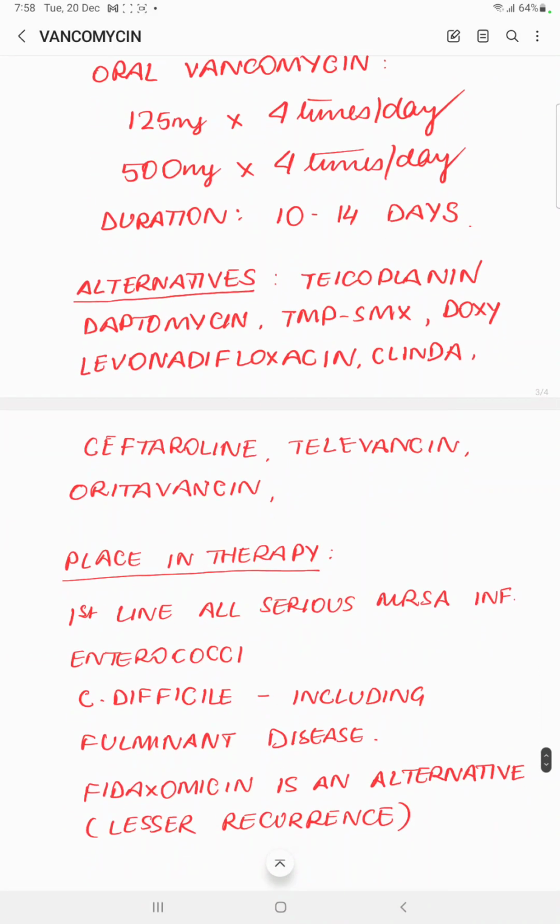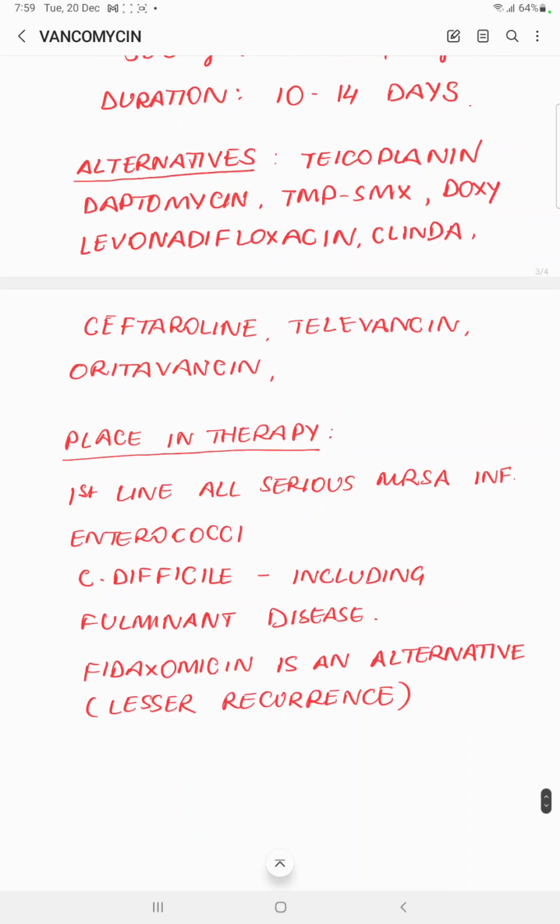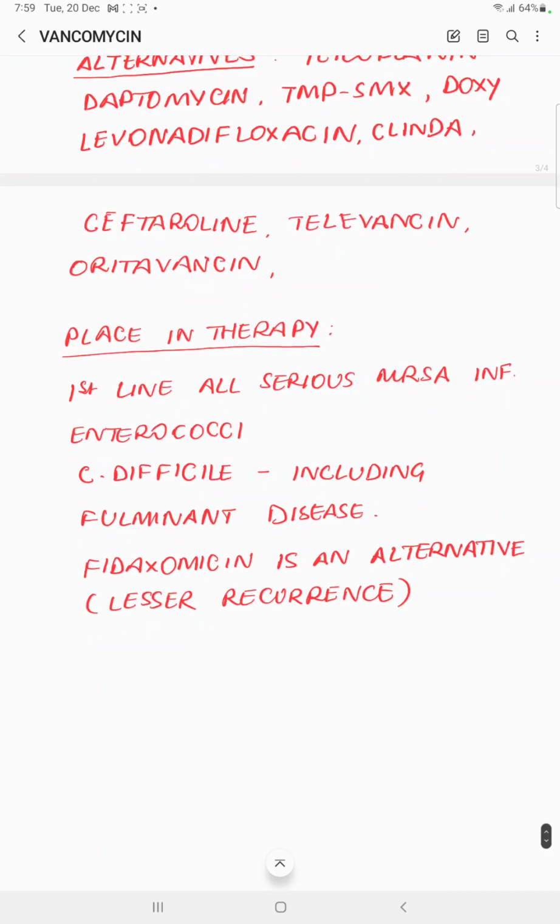What are the alternatives that we have for vancomycin? One is teicoplanin, same class as well, which came around 20 years later, and some people believe it is less nephrotoxic. With teicoplanin also, it is advised that you do therapeutic drug level monitoring. Others include daptomycin, trimethoprim-sulfamethoxazole, doxycycline, levofloxacin, clindamycin, ceftaroline, telavancin, oritavancin, also tigecycline. All of them have MRSA activity and can be used in the presence of MRSA infection.